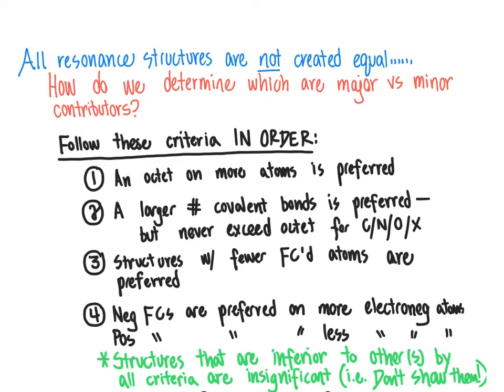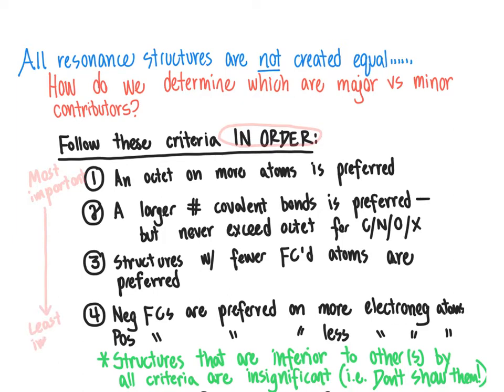So in order to determine major versus minor resonance contributors and rank the different structures that we can draw in terms of how much or how little they're going to contribute toward the actual hybrid structure of the molecules, we're going to look at the following four criteria. And the key point here is that we need to look at these four criteria in order. So the top criterion is the most important in determining the actual major hybrid structure. And point number four, as we go down the list, is going to be the least important consideration.